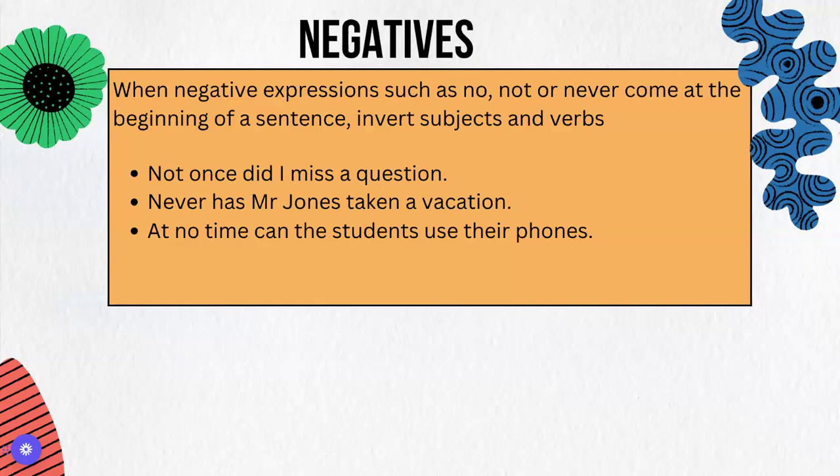Never has Mr. Jones taken a vacation. At no time can the students use their phones. Yes, remember that this applies when the negative expressions come at the beginning of a sentence. Because we might be used to saying, for example, Mr. Jones has never taken a vacation, which is correct too. But this strategy focuses on the times when the expressions are used at the beginning of the sentence.